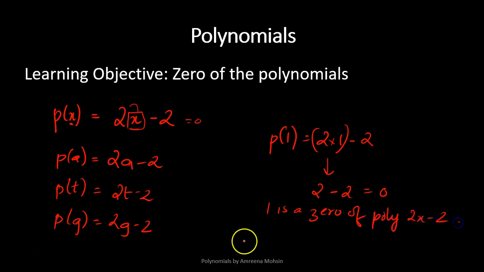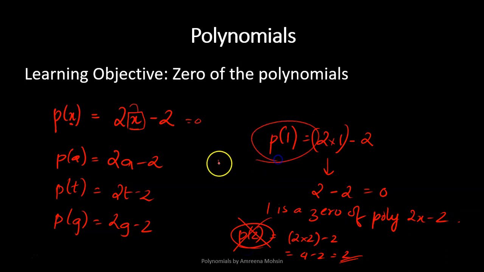For the polynomial 2x minus 2, if I substitute p of 2, which is 2 into 2 minus 2, which is 4 minus 2, this is not giving me a 0. So we say p of 2 is not the zero of the polynomial. P of 1, however, is, because it gave me the answer 0. So this is the whole concept behind the zero of a polynomial: the number that we substitute in the polynomial, if it turns out to be a 0, is called the zero of the polynomial.